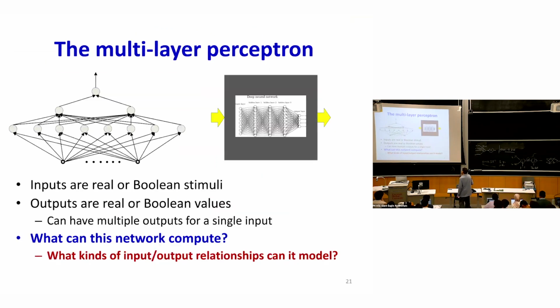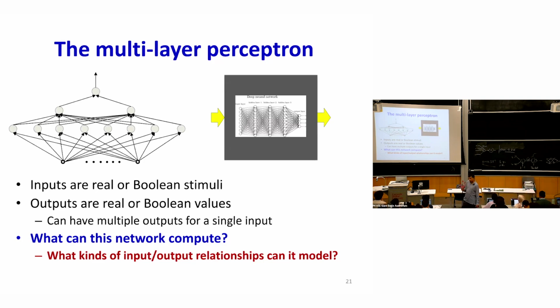Now, so here's the multi-layer perceptron. It's a layered network of perceptrons. But then as it happens, any network is layered because things have depth with respect to the input. The inputs can be real or they can be Boolean. The outputs can be real or Boolean. And you can have one or more inputs and one or more outputs.